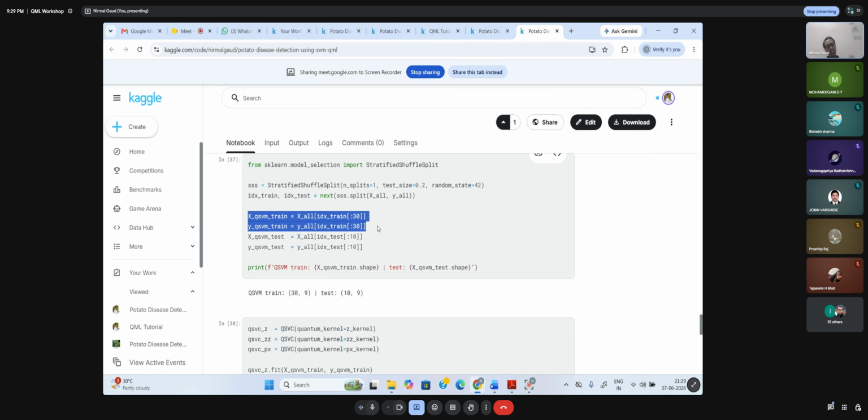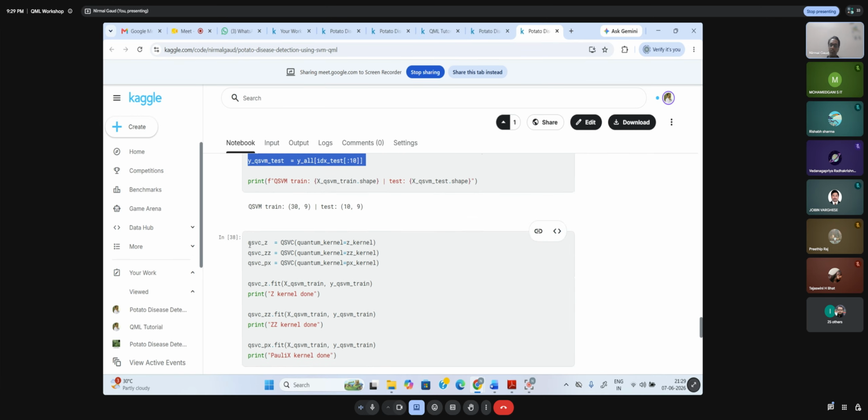Already, support vector machine is a hectic classifier. It's one of the complex maths in entire ML. So taking quantum SVM, it will take a long time. It took a long time. So with 30 images I am working here for training, and for testing I am taking only 10 images. This much I am taking. Okay, got it.